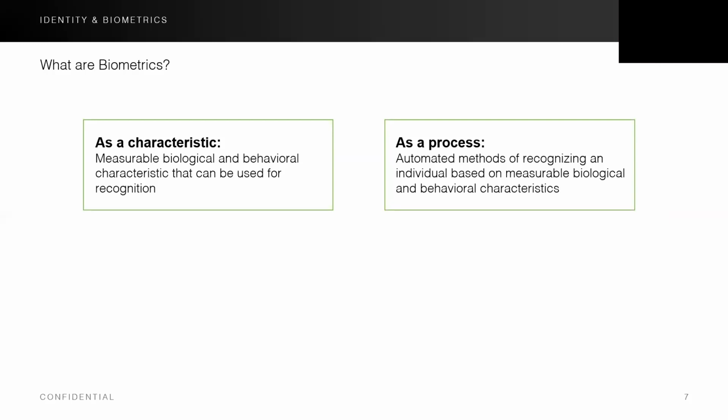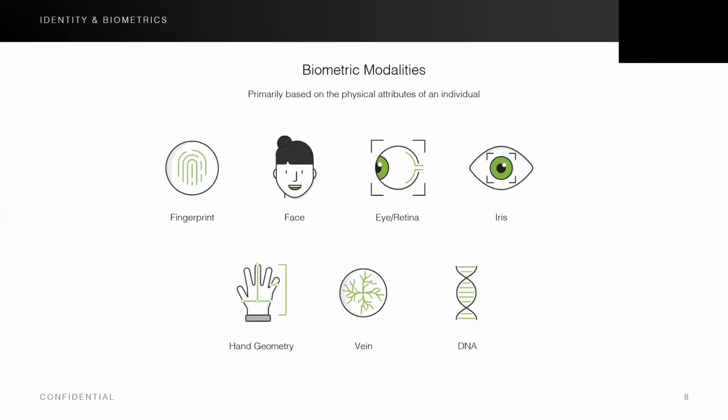So when we define biometrics, keeping this in mind, as a characteristic, we talk about biometrics as a measurable biological and behavioral characteristic that can be used for recognizing an individual. When we talk about biometrics as a process, it is the automated method of recognizing an individual based on measurable biological and behavioral characteristics. These biometric modalities are of many types.